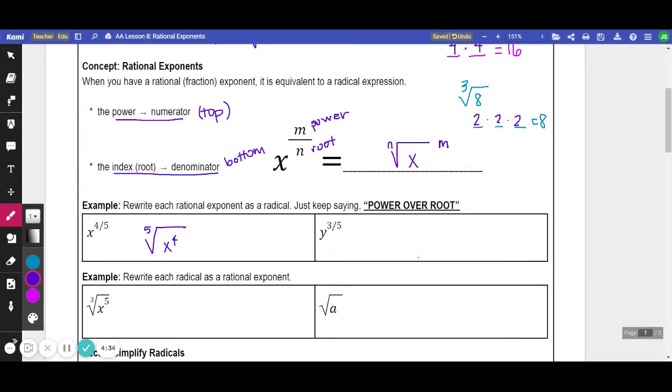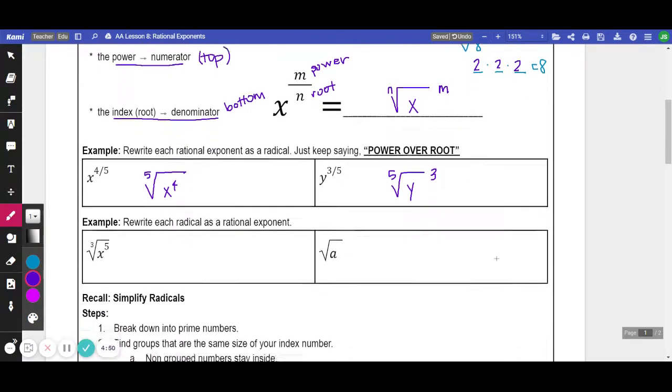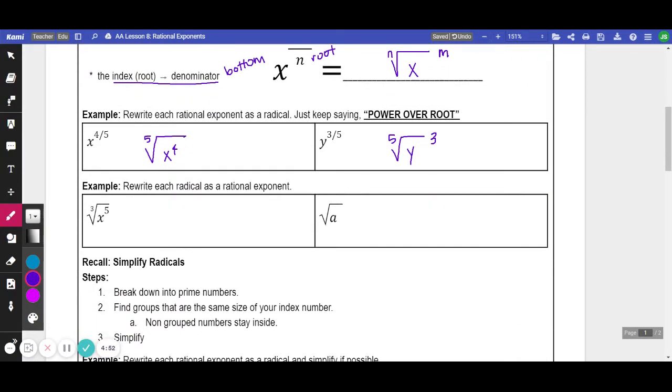Power over root. Top number is the power. Bottom number is the root. So the 5th root of y to the 3rd. This one I'll put the power on the outside. Maybe put a note to yourself. It does not matter. You can do what you like.